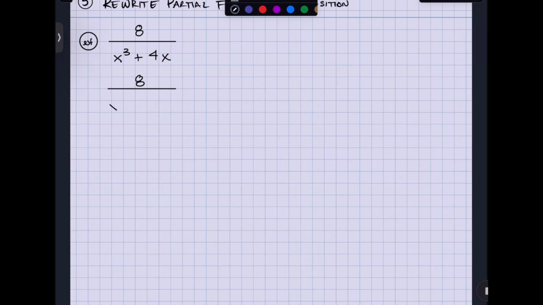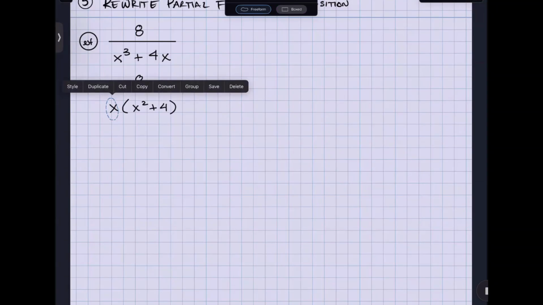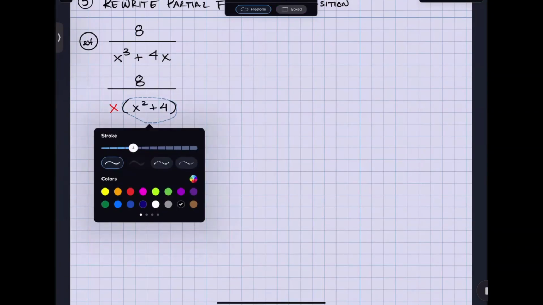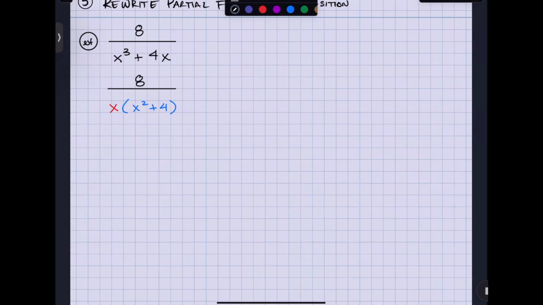Over x times x squared plus 4. All right. So you know that these are a product of two different things. Do we agree? Awesome. And nothing is repeated, right? Neither of them have powers. Is that true? Well, power of 1, sorry. Nothing is larger than the power of 1.